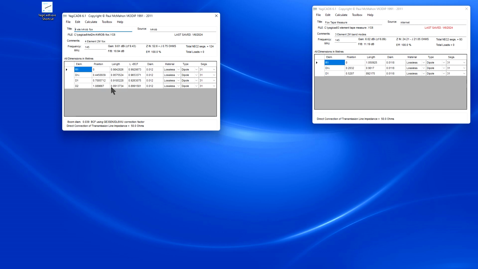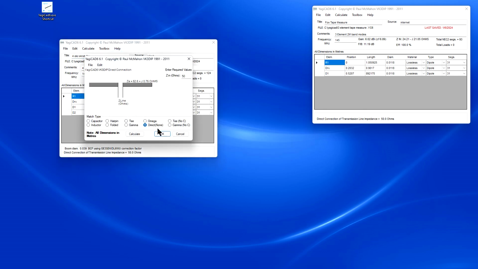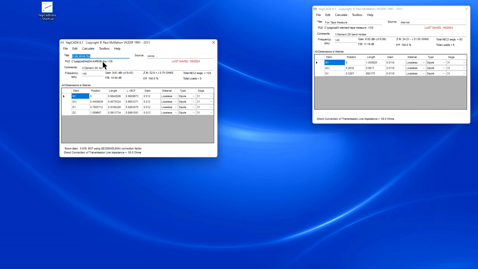I wanted something with 4 elements. I wanted something that I could take apart in the middle very easily to make it shorter when I needed to, very quickly, very easily. Something with decent gain, something with decent front to back. And so this is what I ended up with. The boom, I went with aluminum. I figured out my equivalent diameter for a square stock of aluminum. So the match, also a direct connection. I didn't want to have to deal with any gamma matches or anything. With that, the gain is 9.61 dBi, 10.94.